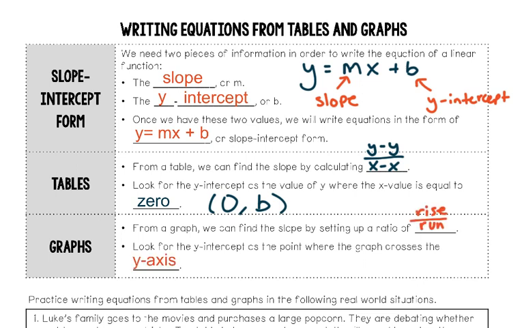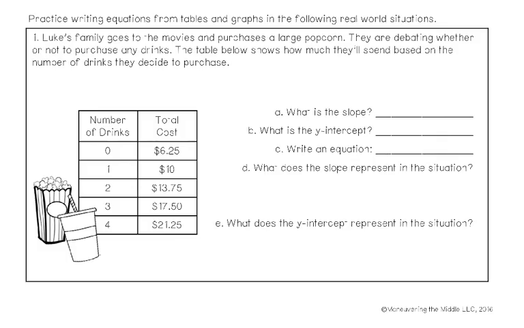When we want to write an equation from a graph, we still need the slope and the y-intercept. From a graph, we can count the slope by setting up a ratio of rise over run. We're going to count up and over from point to point and see how they connect. The next thing we can do is look for the y-intercept, and that's the point where the graph crosses the y-axis. We're going to look at 4 different real-life examples today, and I'm going to do the first one kind of with you, and you're going to do the next one all by yourself. So make sure you're paying attention.